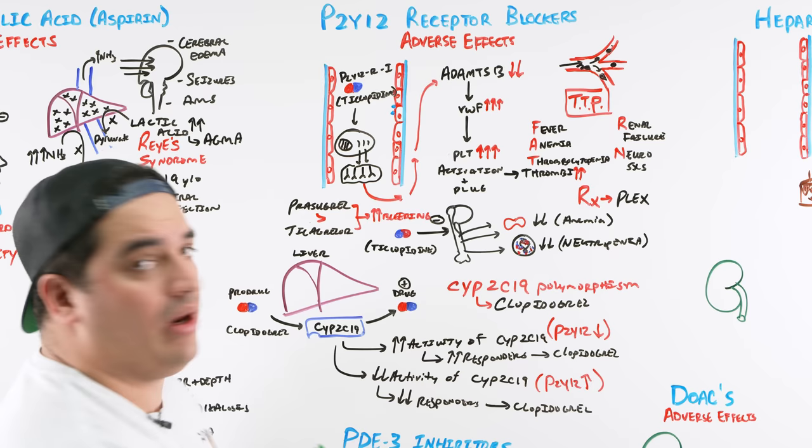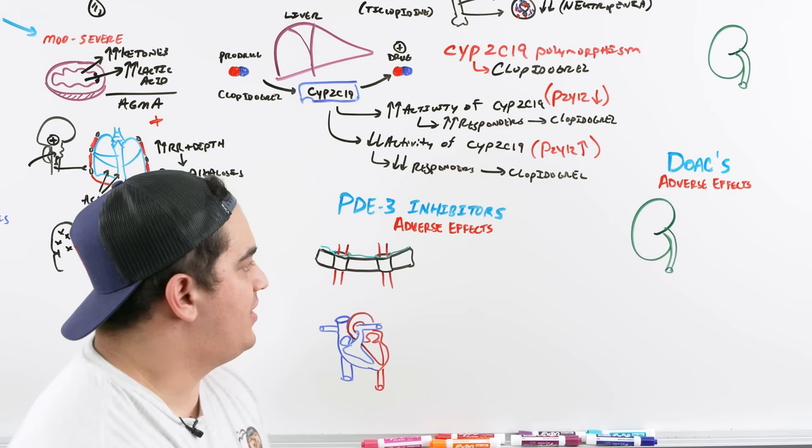Okay, let's come down and talk about the next group, the PDE3 inhibitors. So the next one here is the PDE3 inhibitor. This is cilostazol and dipyridamole.